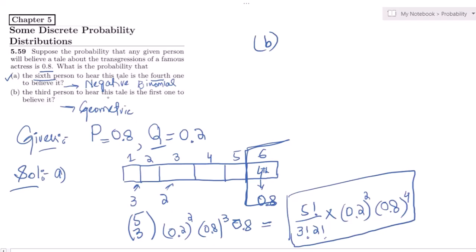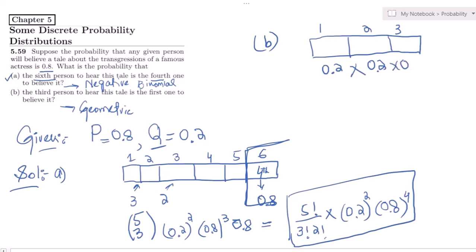The third person to hear this tale is the first one to believe. Let me again draw this hypothetical diagram. This is 1, 2 and 3. This is first, second, third. Okay, the first two persons would not believe, so the probability of it would be 0.2 multiplied by 0.2, and the last person would believe, so it would be 0.8. So it would be 0.2 whole square multiplied by 0.8, and that is basically the solution of part B of my question.